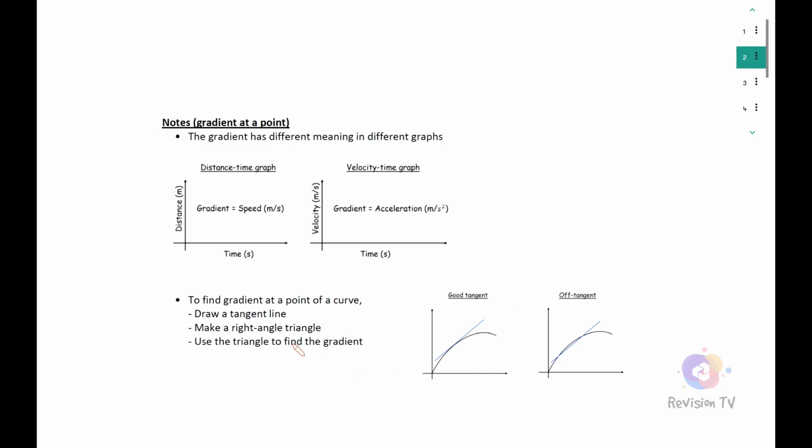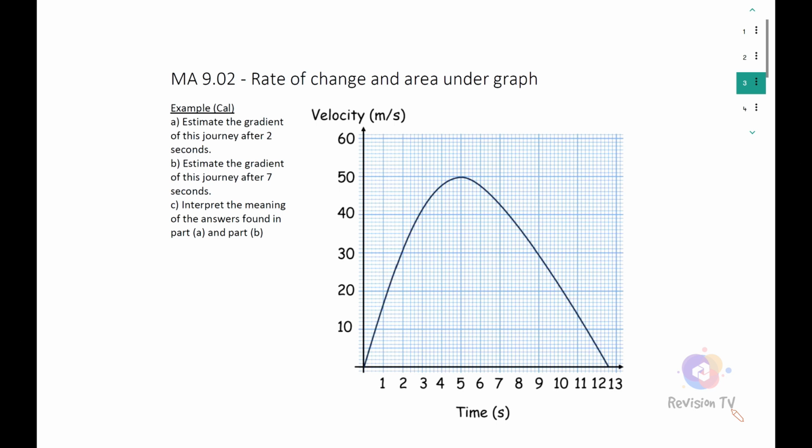Okay, right. And then you're going to make a right angle triangle, something like this maybe. Use a ruler, of course, and then use that triangle to help you work out a gradient, because that's the difference in y over difference in x. Here's the first example. You can use a calculator. Estimate the gradient of this journey after 2 seconds.